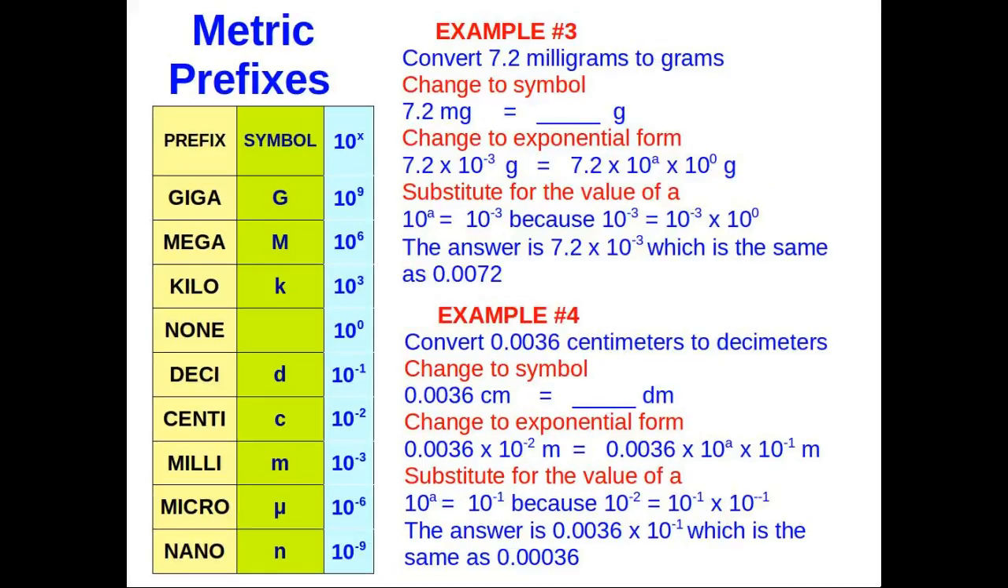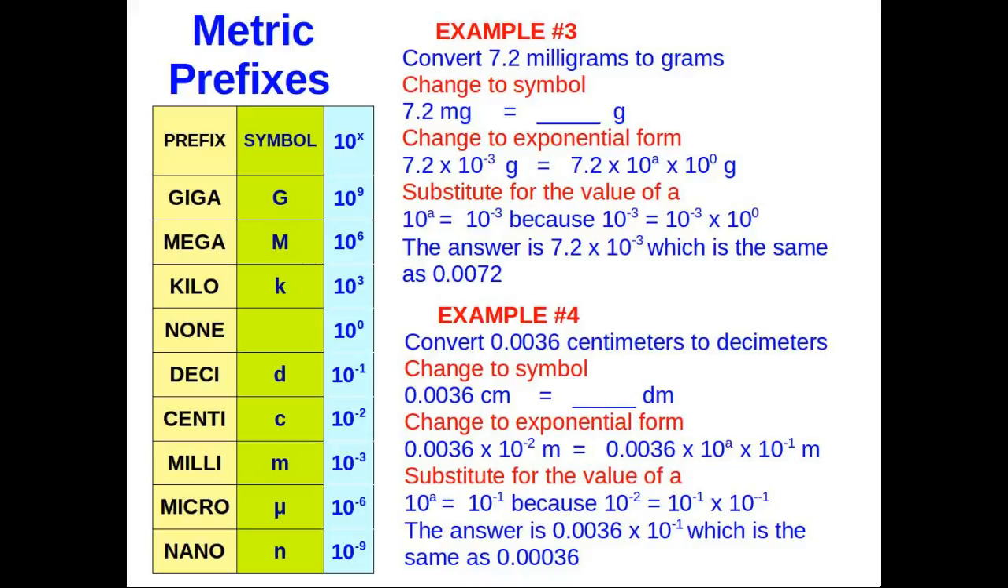Example number 3 is asking you to convert 7.2 milligrams to grams. Note that milligram has a prefix that has a value of 10 to the negative 3, and grams has no prefix, so that should be 10 to the 0. So changing to symbols, milligram is mg and grams is small g. Changing to exponential form, 7.2 times 10 to the negative 3, that's for milli.